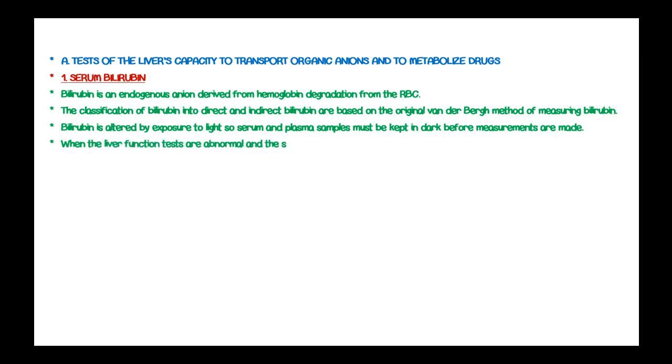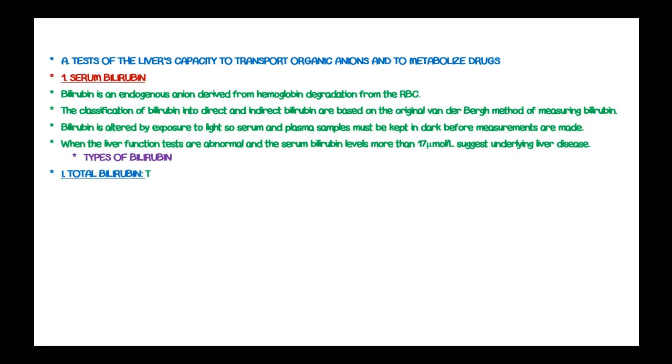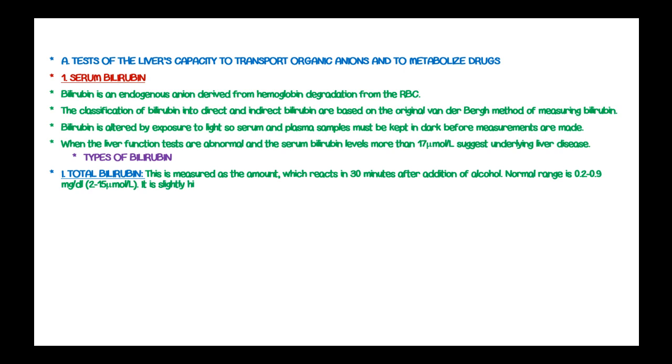When the liver function tests are abnormal and the serum bilirubin levels are more than 17 micromoles per liter, they will suggest an underlying liver disease. Total bilirubin is a measure of the amount which reacts 30 minutes after addition of alcohol or ethanol. The normal range is 0.2 to 0.9 milligrams per deciliter and is slightly higher by 3 to 4 micromoles per liter in males as compared to females.